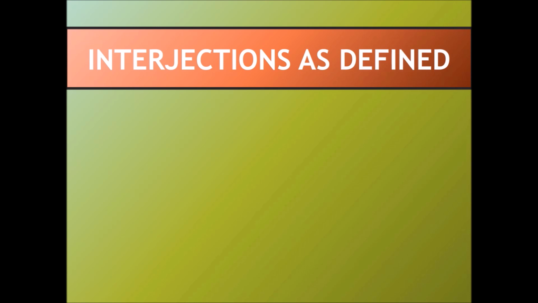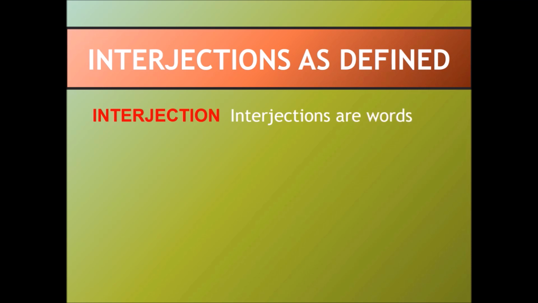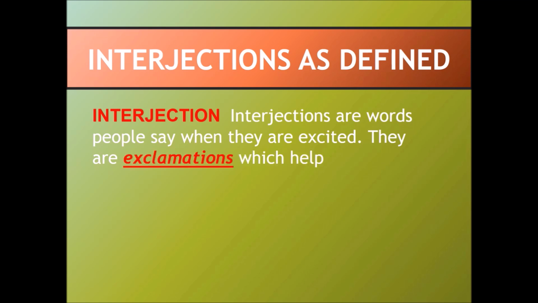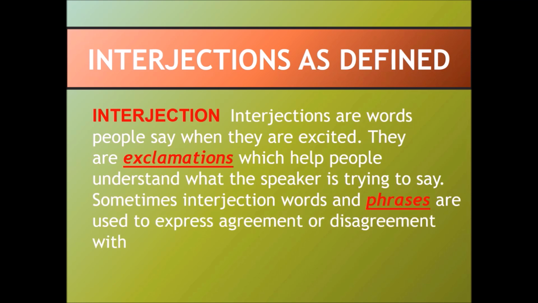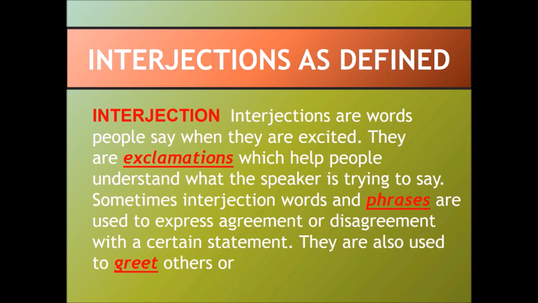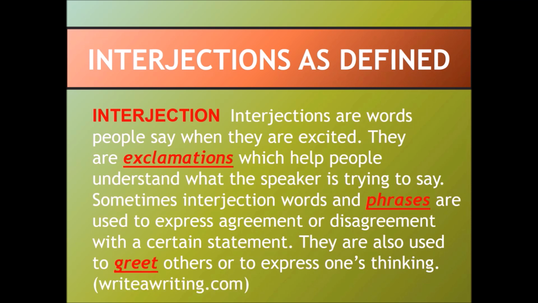The last group of the categories in the minor function words are interjections, and here they are. Interjections are words people say when they are excited. They are exclamations which help people understand what a speaker is trying to say. Sometimes interjection words and phrases are used to express agreement or disagreement with a certain statement. They are also used to greet others or to express one's thinking, according to writing.com.